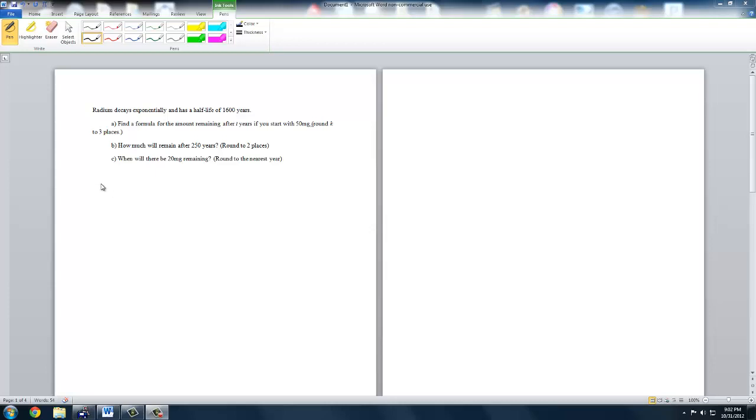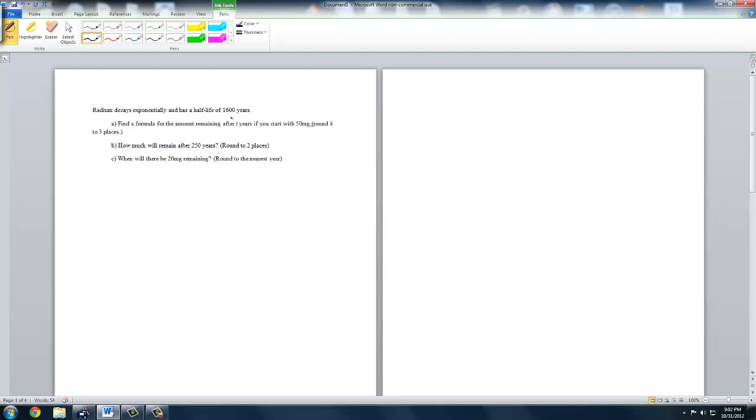Okay, here's an example of an exponential decay problem is what we're going to be doing here. So here's the problem. Radium decays exponentially and has a half-life of 1600 years. Find a formula for the amount remaining after t years if you start with 50 milligrams, round k to 3 places. How much will remain after 250 years? When will there be 20 milligrams remaining?